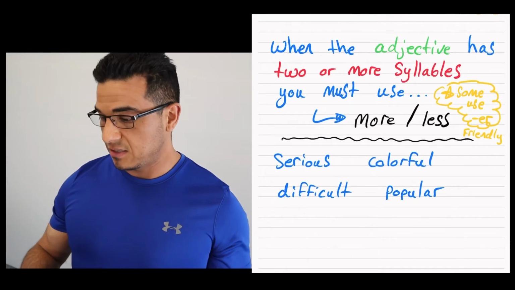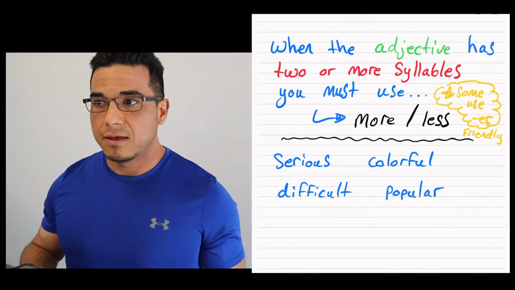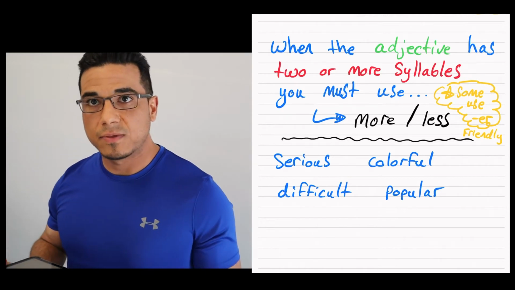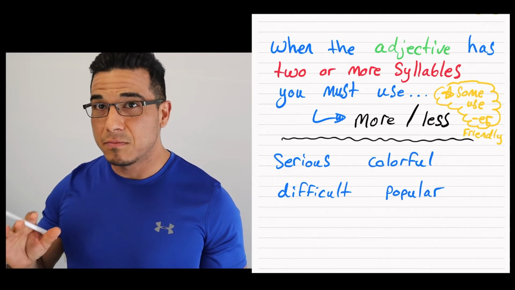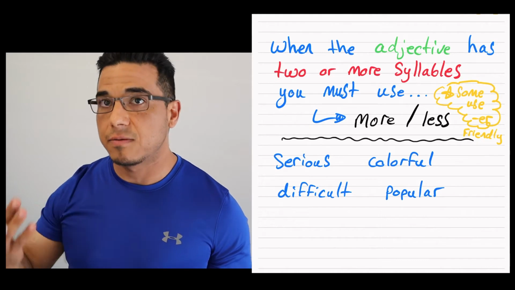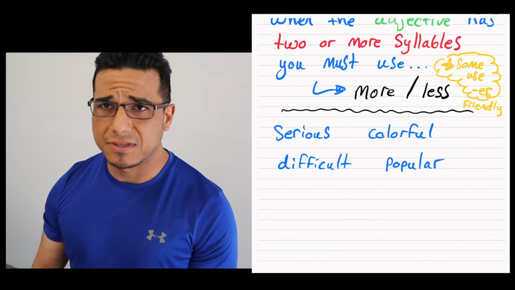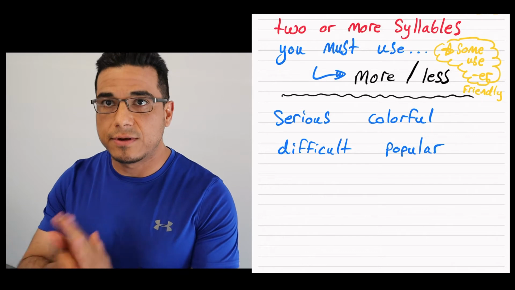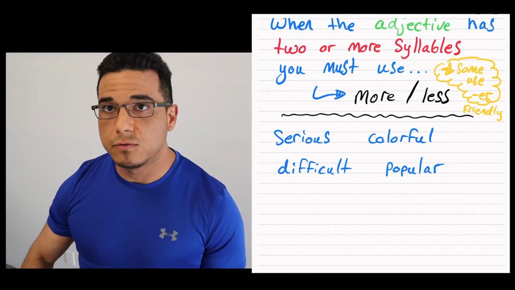So if your adjective has two or more syllables, and again, there will be an exception, which I've highlighted in yellow, what you'll end up doing is you will have to use more or less when applying that adjective as a comparative. So like the example I give is serious. I'm going to clap out the syllables for serious. Serious. All right, I count 3, which means it applies to this rule of 2 or more.